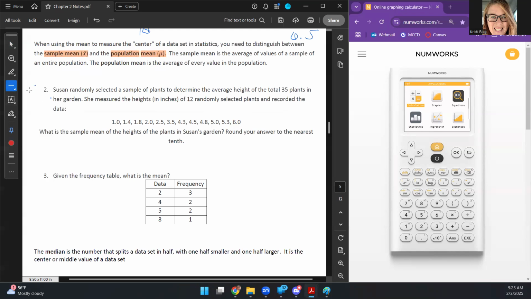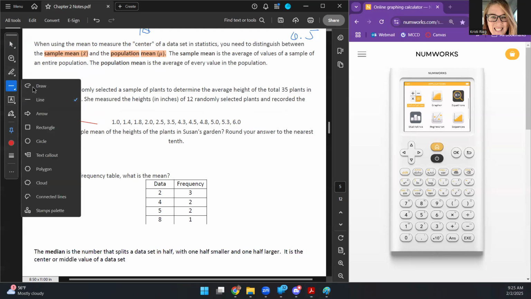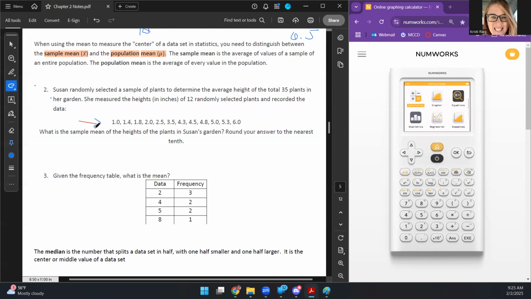So let's do number 2 in the calculator. Good. That means I don't have to write as much. Okay. So what we're going to do is we want to add up all of these to find the mean. And then once we do that, we are going to divide by 12 because that's how many there are.